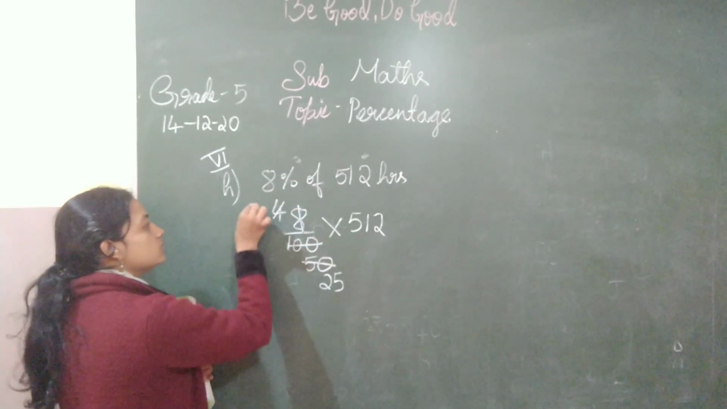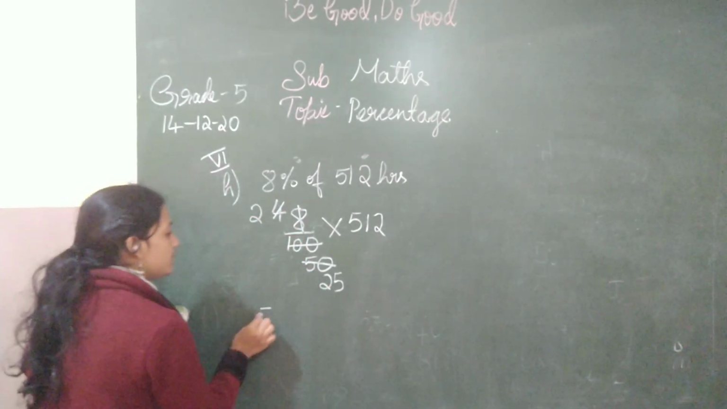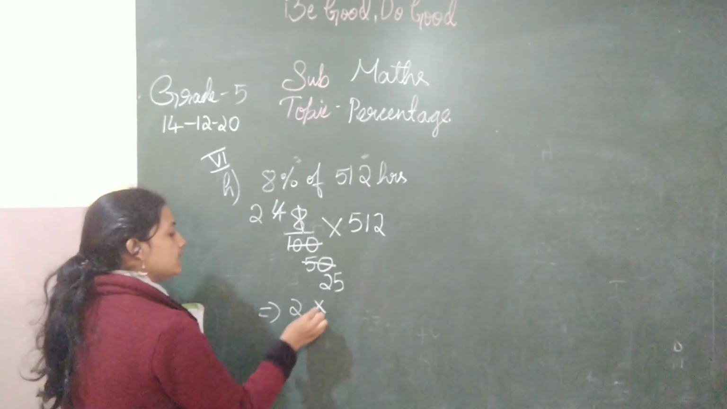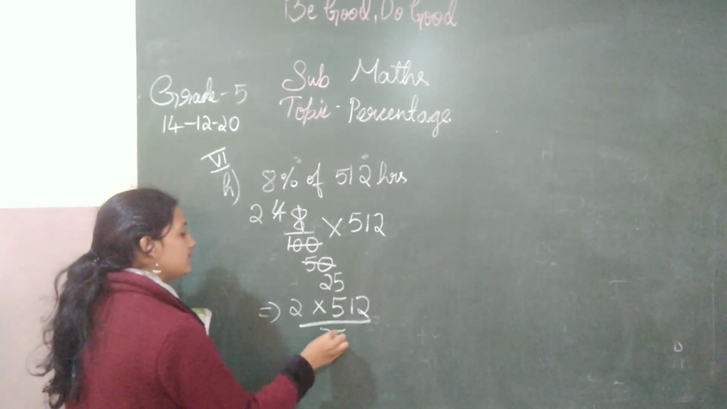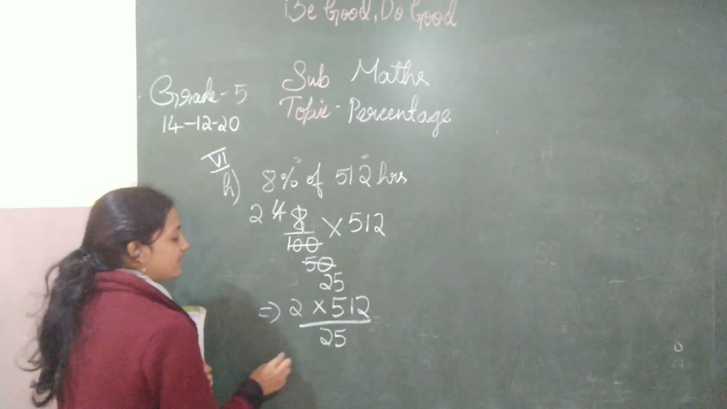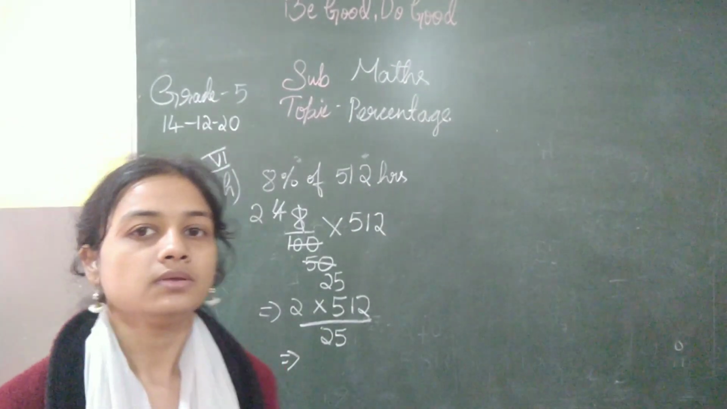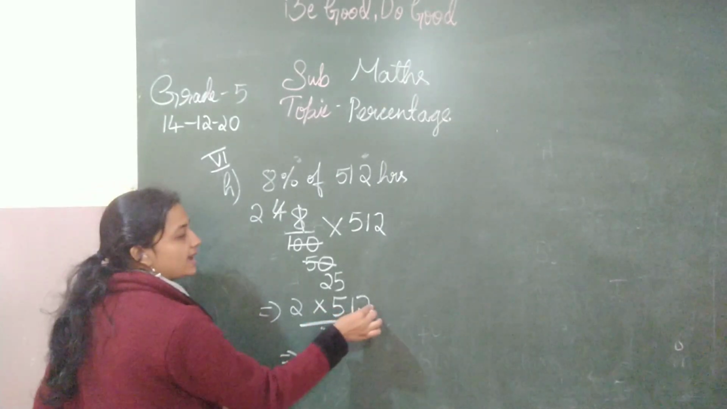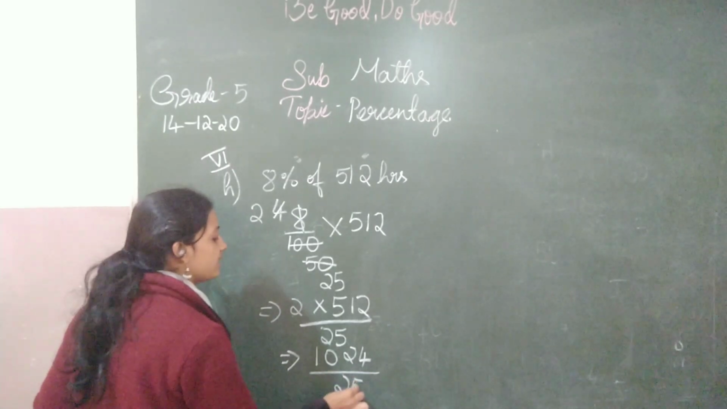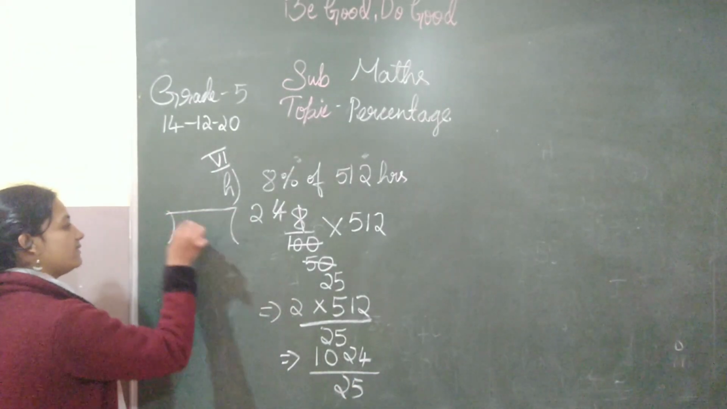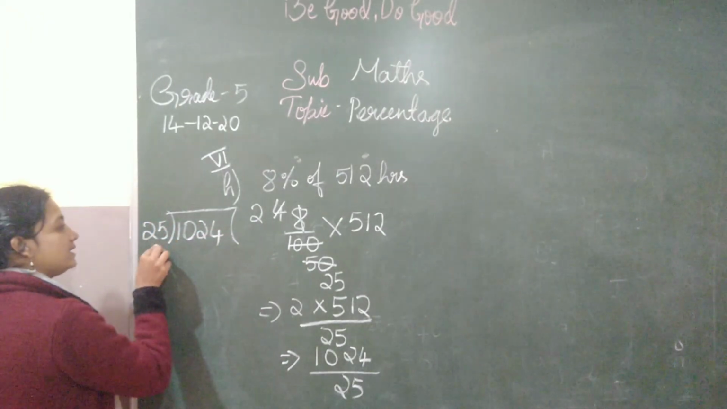2 25s is 50, 2 2s are 4. So what is the number remaining here? 2 into 512 divided by 25. So let's find the answer for this. So 2 into 512 will be 1024 divided by 25. So let's divide the numbers with 25.